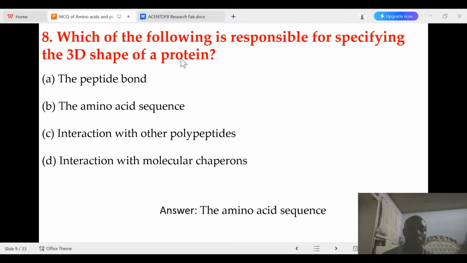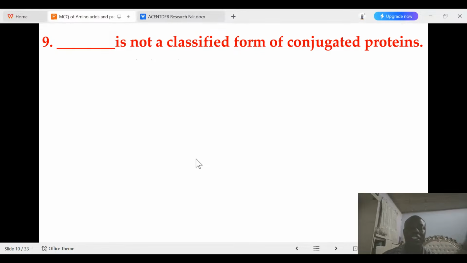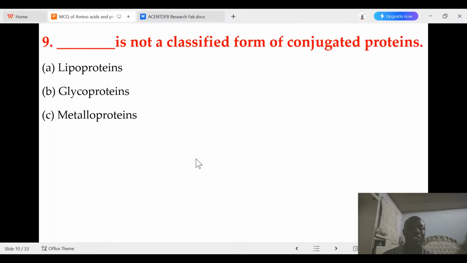So let's move to question 9. Question 9 says dash dash dash is not a classified form of conjugated proteins. A. Lipoproteins. B. Glycoproteins. C. Metalloproteins. D. Complete proteins. So, ladies and gentlemen, when we say conjugated proteins, it means when you have proteins joined with other molecules.